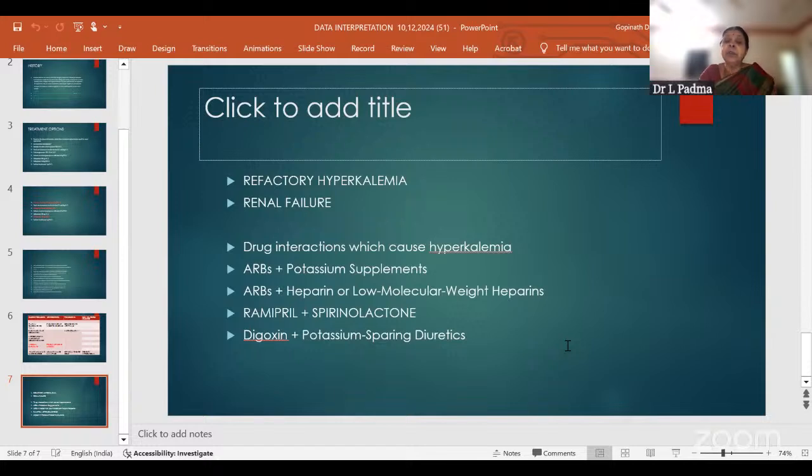Now the person is on ramipril and spironolactone. Can you combine ramipril and spironolactone? What are the adverse effects of ramipril? It is an ACE inhibitor. The three main adverse effects clinically that we see: first is brassy cough, dry brassy cough. Second, first dose hypotension. Third, hyperkalemia.